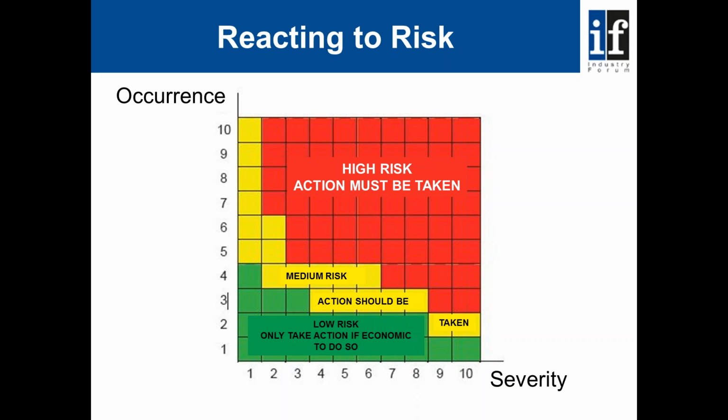Anything falling out in the yellow zone, well, it's medium risk, action should be taken. So this could be things like form, fit and function, where maybe additional manufacturing time and effort is going to be incurred. And then finally in the green zone we have low risk, and these are more trivial items where if we have the time and it's economic to address, then we need to address them, but our focus should always be in the red zone.